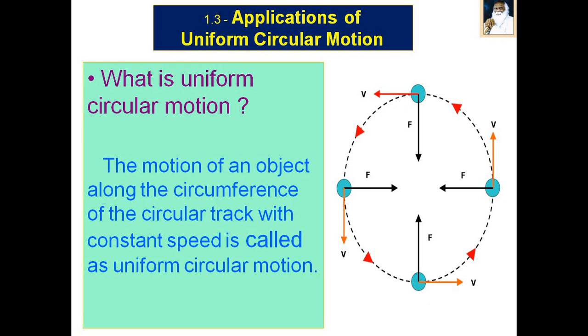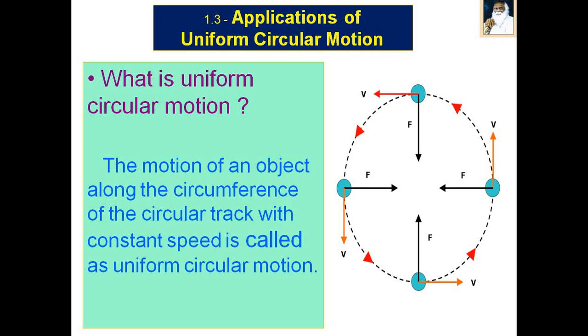The subunit is applications of uniform circular motion. Now, what is uniform circular motion? The diagram मध्ये दिसतंय की the particle is revolving along the circumference of the circle and its velocity is constant v. V is the velocity of the particle which is rotating in anticlockwise sense.